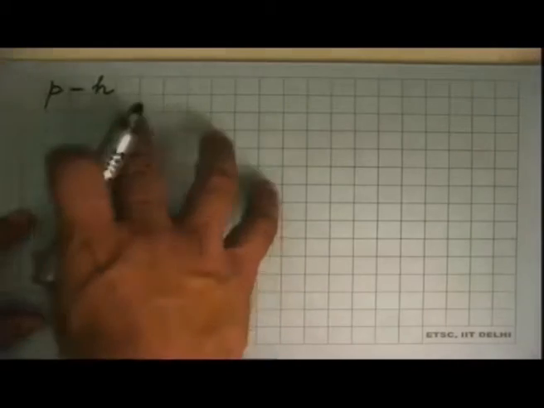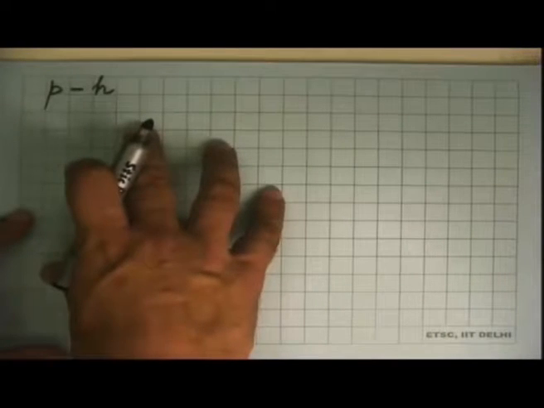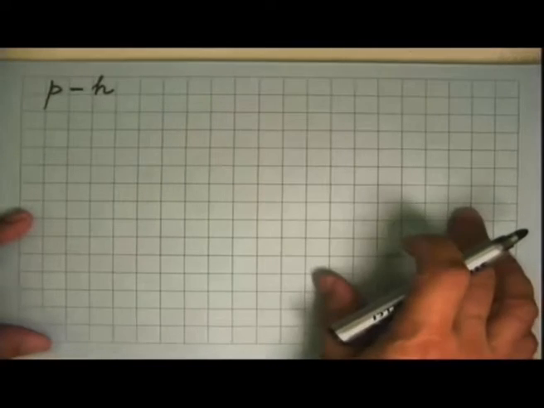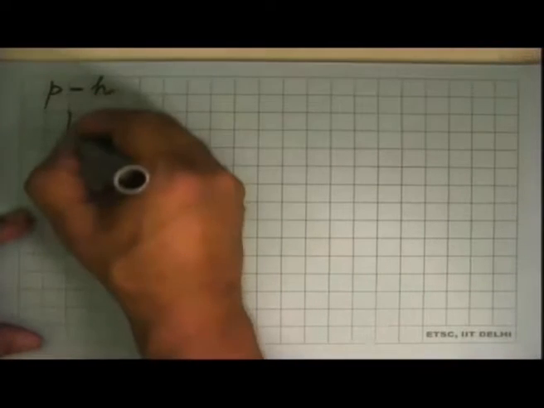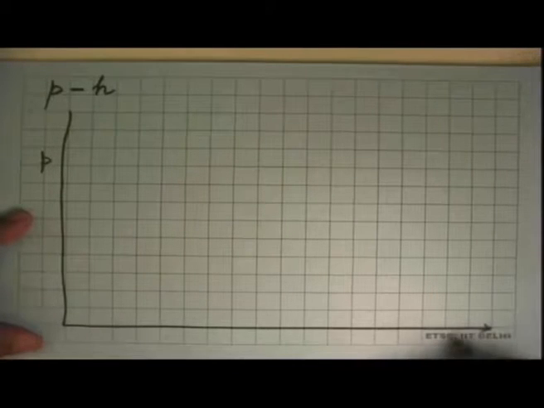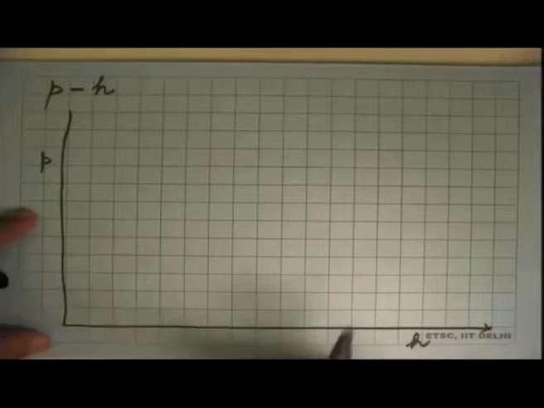So I'll briefly describe the appearance of this diagram and the different regions on it, then I'll show you some real pH diagrams, and then we'll see pH diagrams for many other substances. On the y-axis of the pH diagram we have P, and on the x-axis we have specific enthalpy H.